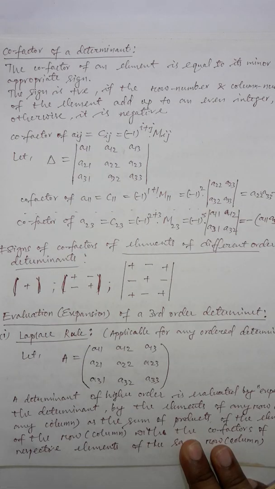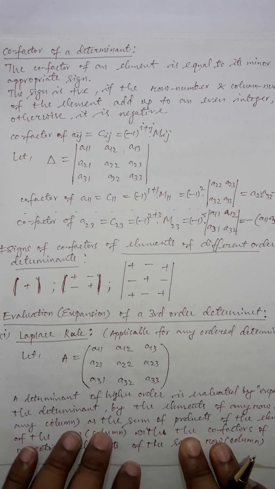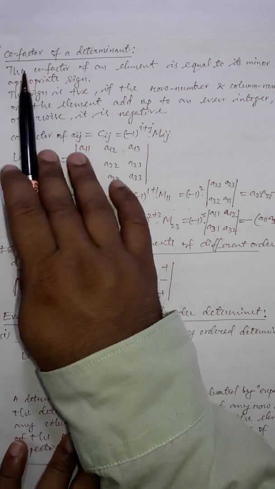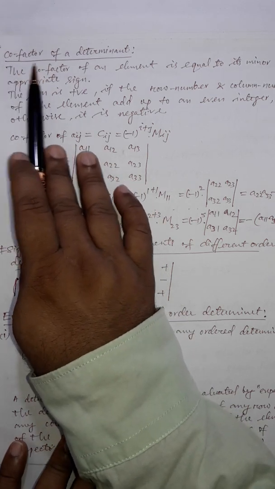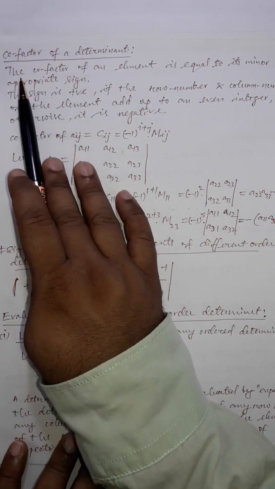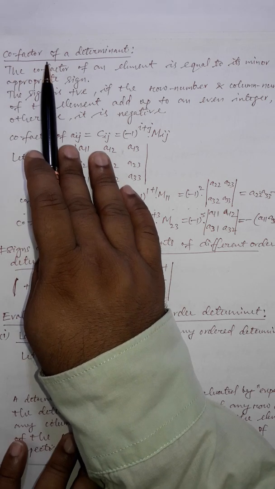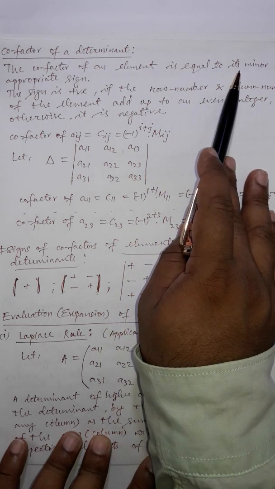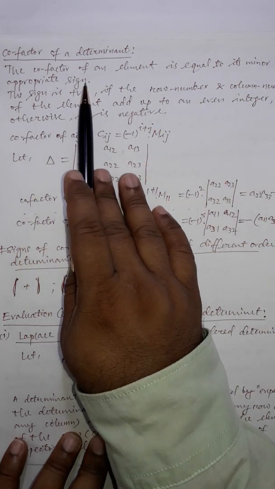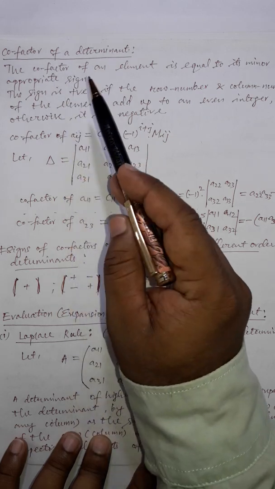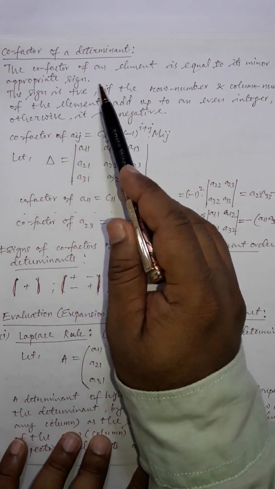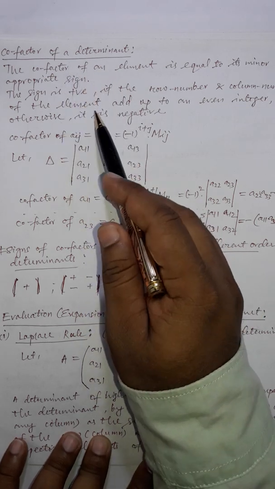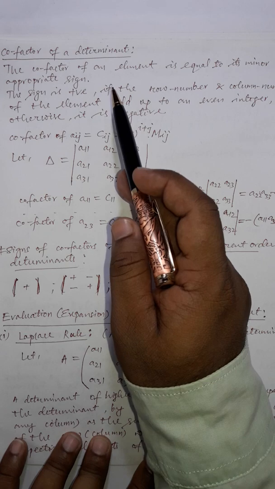So, let us come to know another term here, that is the cofactor of a determinant. I will tell you, friends, why this word cofactor is used, why this is named so, but let us try to understand first what is cofactor. The cofactor of an element is equal to its minor with appropriate sign. There is a very small difference between minor and cofactor, and that difference is only of sign, that means of positive or negative.